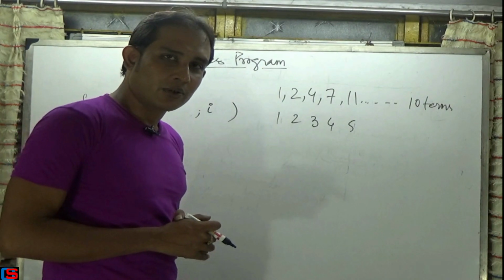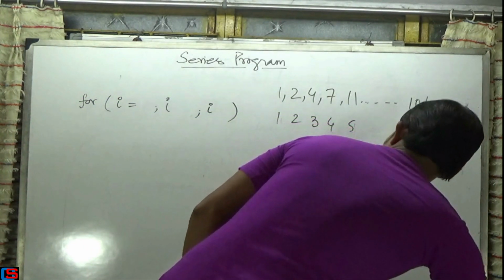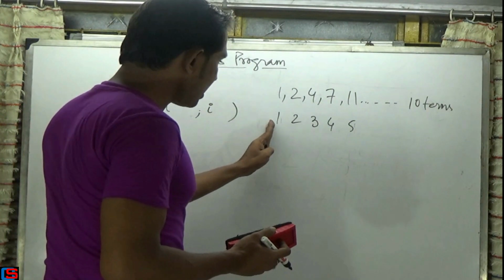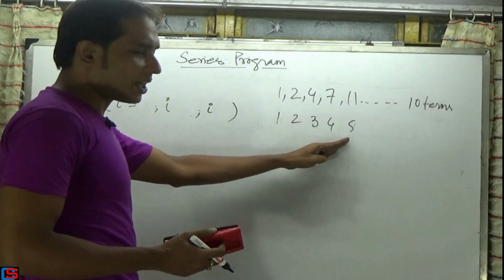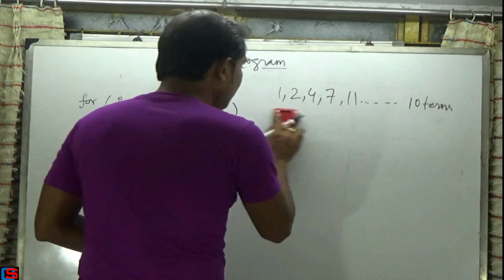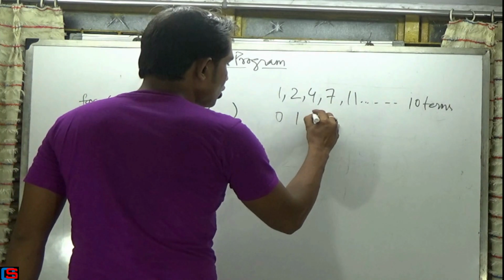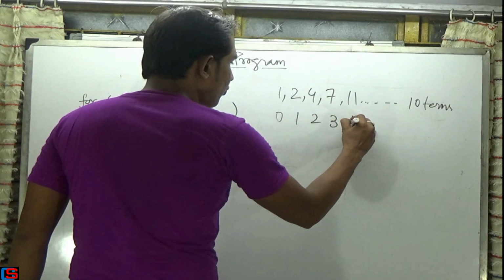Okay, right? Now I am just writing the index number instead of this serial number. So as the index number starts from 0, this index number is 0, and this is 1, this is 2, this is 3, this is 4.